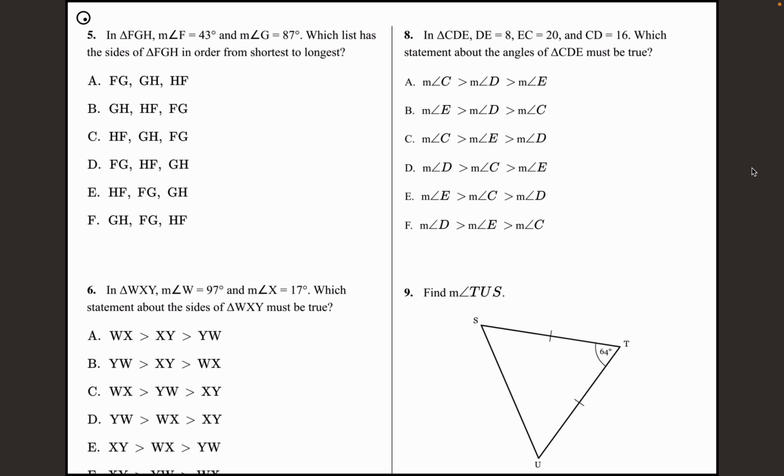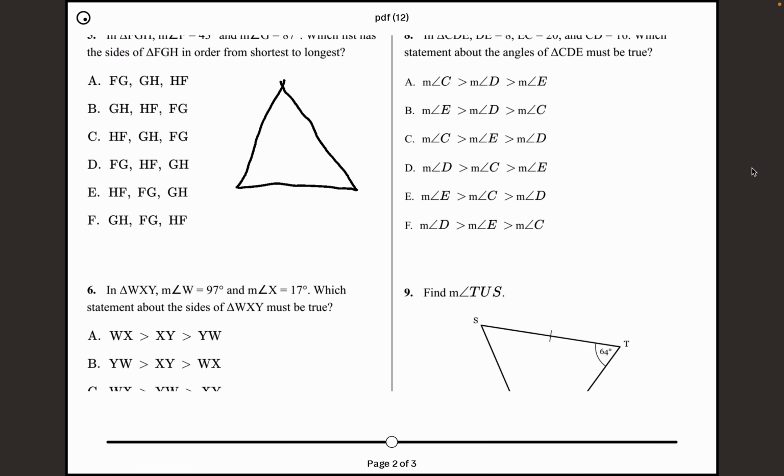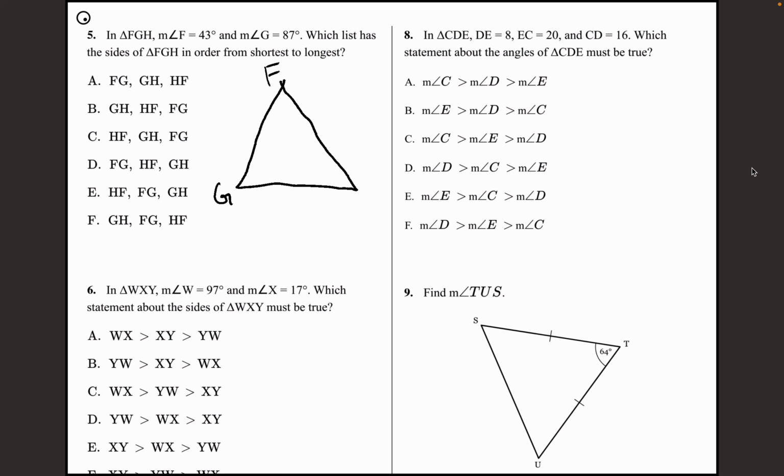If you look at this one, it says in triangle FGH, just leave that alone. Angle F equals 43 degrees and angle G equals 87 degrees. Which list has the sides of FGH in order from shortest to longest? If we look at this, it doesn't tell us anything about sides, but let's go ahead and draw a triangle and mark our angles. So I have FGH.